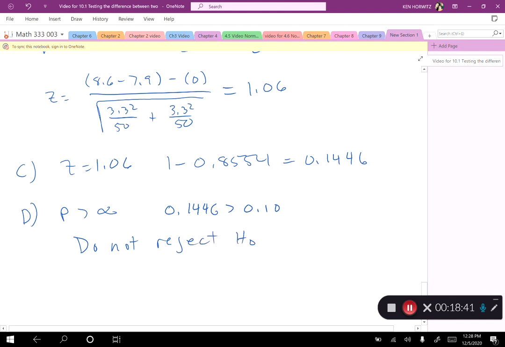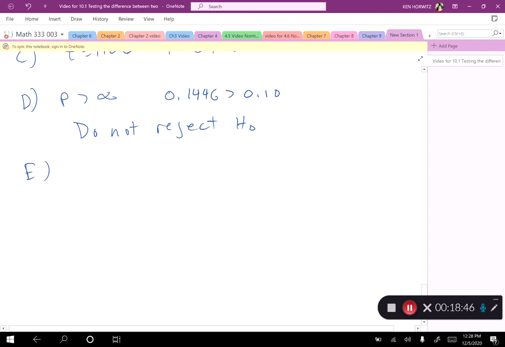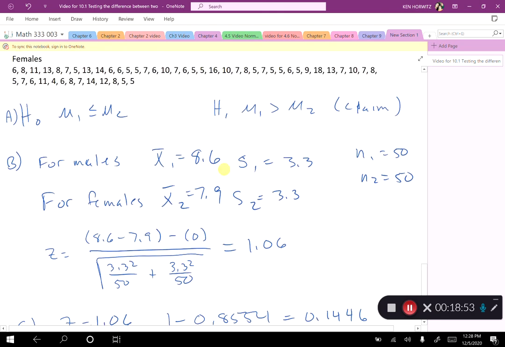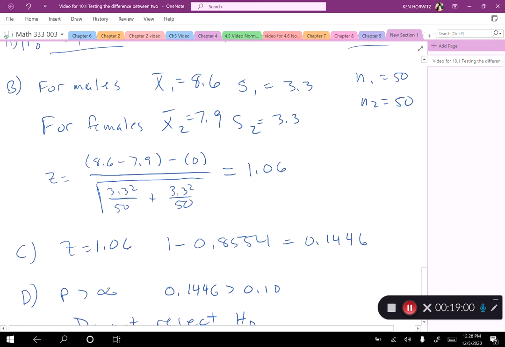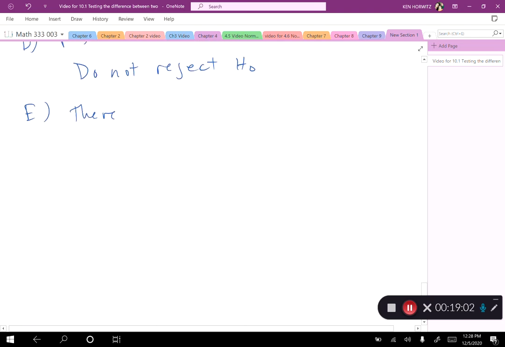And when I'm summarizing my results, I always look back to see where my claim is. If I'm not rejecting the null hypothesis, there's not enough evidence to support the claim. So there is not evidence to support the claim.